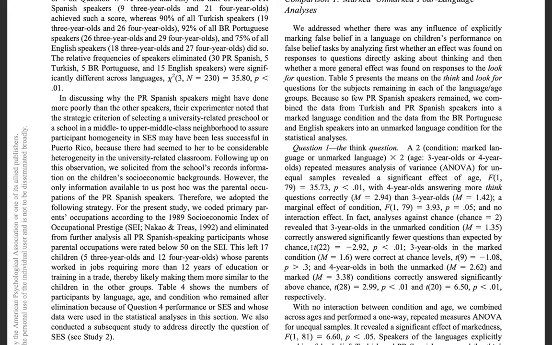Then it says, in fact, analyses against chance. Chance equals 2. There were 4 questions. How many of them did they get right by chance? They're saying that they should have got 2 correct. Yeah, I'm a little lost on why they didn't say chance should be 1 correct.